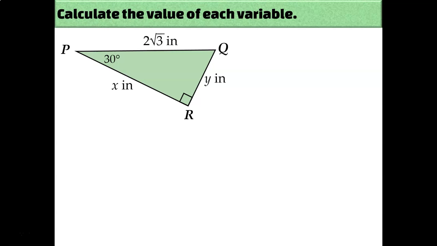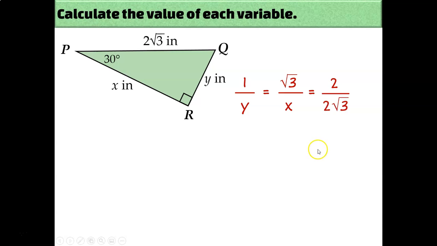For our last example, we have another 30, 60, 90 triangle, but this time one of my side lengths is labeled with a radical. Let's see what happens. I'll use the same ratio as the last two examples, 1, square root of 3, and 2. 1 is for the short leg, which is y, square root of 3 is for the long leg, which is x, and 2 is for the hypotenuse, which is 2 root 3.